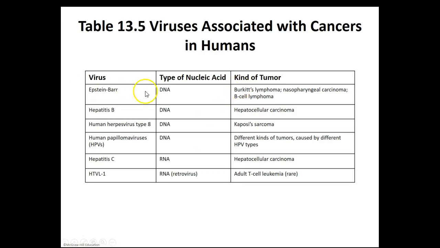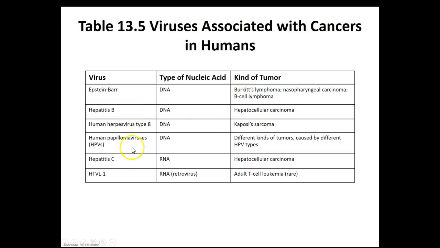You heard me mention in the previous set Epstein-Barr virus. Told you it causes mononucleosis, but it also causes Burkitt's lymphoma, which is a B-cell type of lymphoma typically seen affecting African males, nasopharyngeal carcinoma, which usually affects Asian males, and then the B-cell lymphoma is just kind of the generalized cancer there. Both of these typically are B-cell lymphomas. This is just generic.